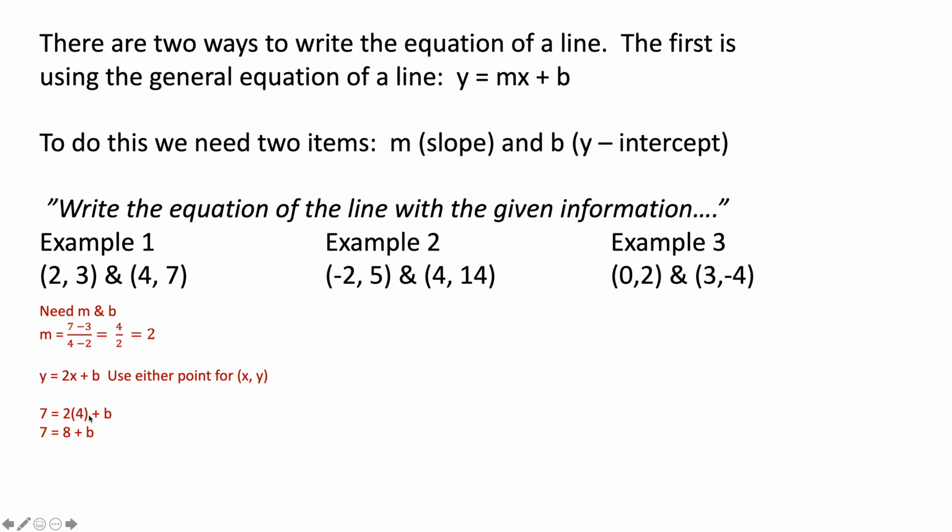So I get 7 equals 2 times 4 plus b. 7 equals 8 plus b. Subtracting 8 from both sides, I get b is negative 1. Now I just take that negative 1 and substitute it into the equation, and I get y equals 2x minus 1. Okay? Your job now is to do that for example 2. Do a stop and start. Follow those steps. Let's see how you do. I'll go over it with you in a minute.